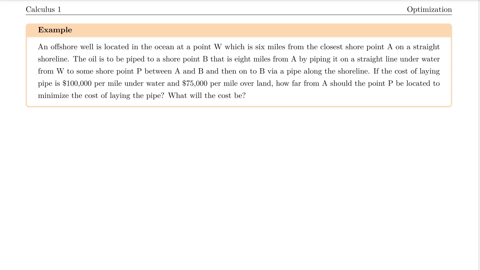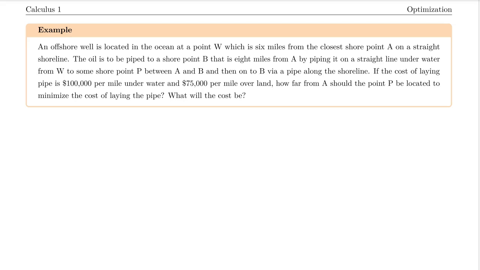This example says an offshore well is located in the ocean at a point W, which is 6 miles from the closest shore point A on a straight shoreline. The oil is to be piped to a shore point B that is 8 miles from A by piping it on a straight line underwater from W to some shore point P between A and B, and then on to B via a pipe along the shoreline.